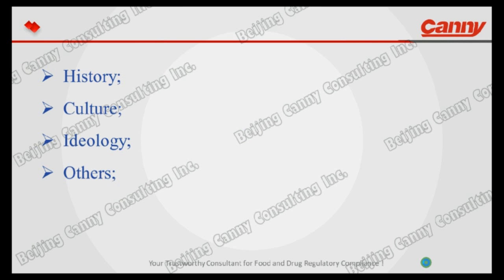And the third one, ideology. Different ideology makes different mindsets. People will handle an issue in a different way. So that also makes the difference between Chinese and EU GMP. And for the last one, others. We all know some very severe medicinal incidents occurred in both China and the EU. But China and the EU may focus on different aspects. So this will be reflected in their GMP regulations.